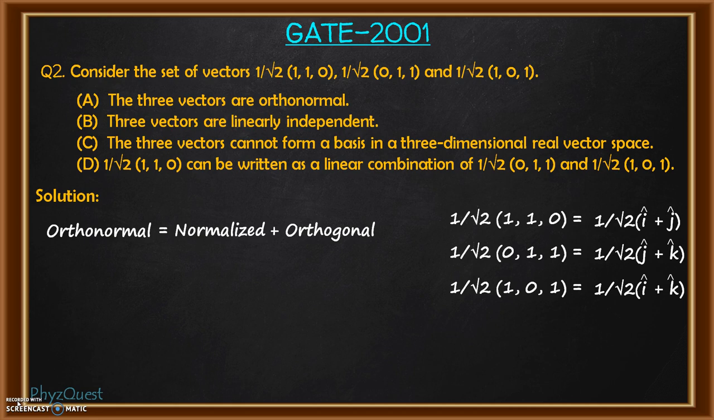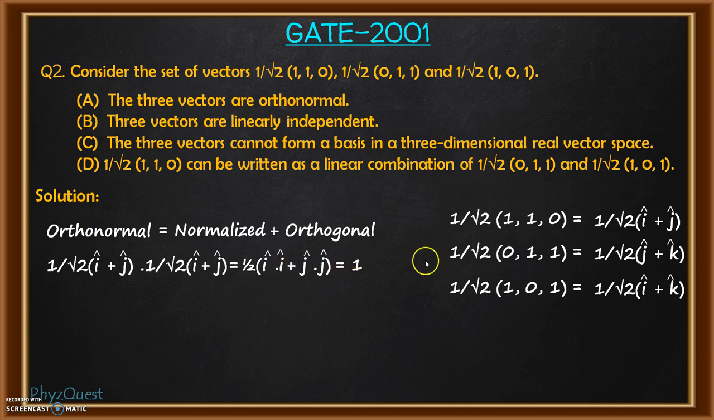So let's check that. Let's consider the first vector, that is 1 by root 2 (i cap plus j cap), dot the same. When we take the dot product of the same vector, this will be equal to 1 by 2 times (i cap dot i cap plus j cap dot j cap). The bracketed term is 1 plus 1, which is equal to 2, divided by 2, which is ultimately equal to 1. So the normalized condition is satisfied by the first vector. Similarly, if we check the remaining 2 vectors, they will also satisfy the normalized condition. So the first condition is satisfied.